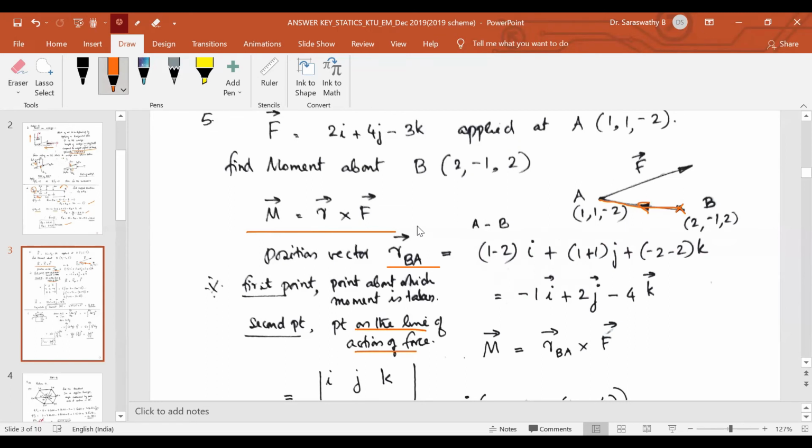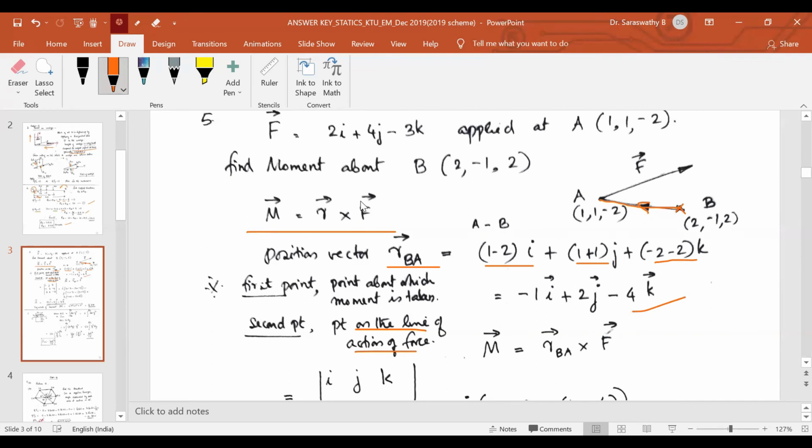This is very important. Once you know, position vector BA is obtained as A minus B. That is XA minus XB into I plus YA minus YB into J plus ZA minus ZB into K. So it is 1 minus 2, 1 minus minus 1, so it is 1 plus 1, minus 2 minus 2. So you'll get minus 1I plus 2J minus 4K. This is the position vector.